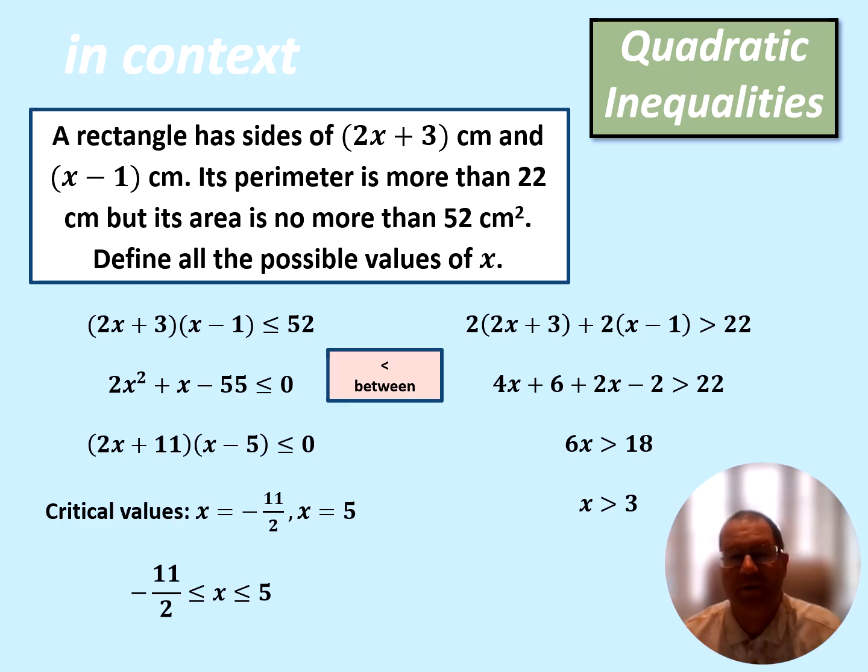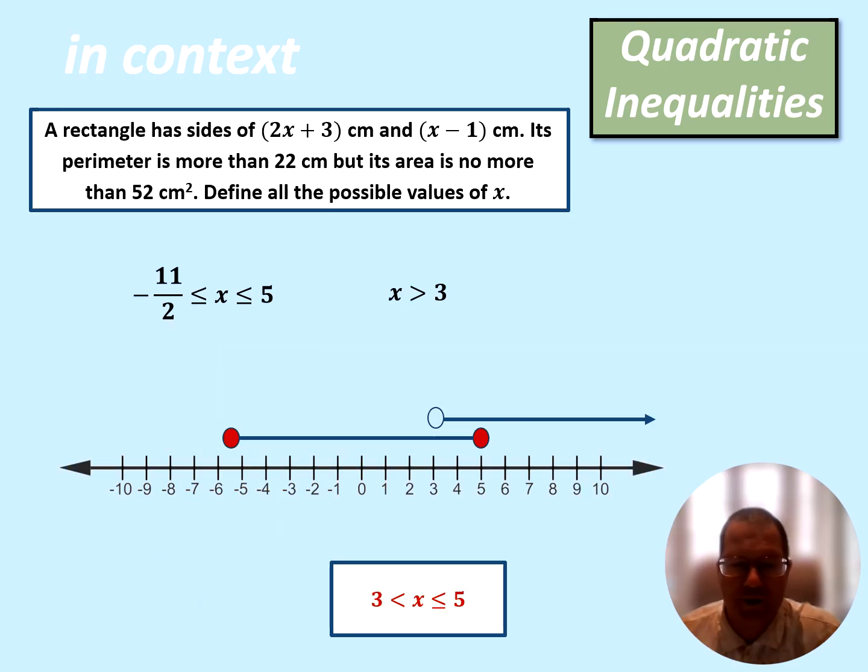For the perimeter, it's more than 22. Well, the perimeter of a rectangle is given by 2 times each of the sides added together. So 2 lots of 2x plus 3 plus 2 lots of x minus 1. That is greater than 22. Simplifying it, we get that x is greater than 3. So once again, I've used the number line to find my final answer. I've illustrated both of the inequalities on the number line, and we can see that x must be greater than 3, but less than or equal to 5.